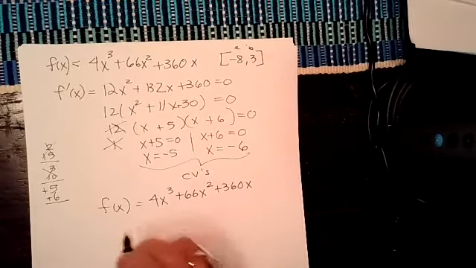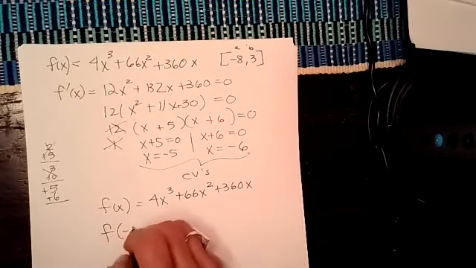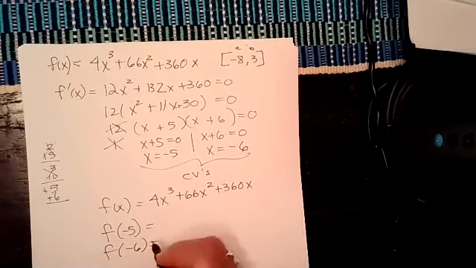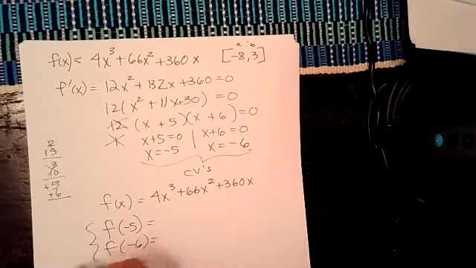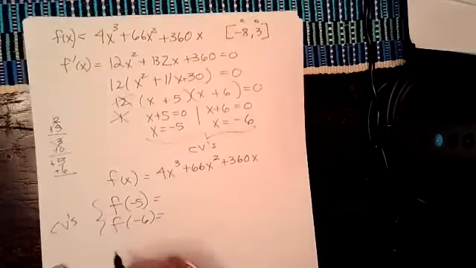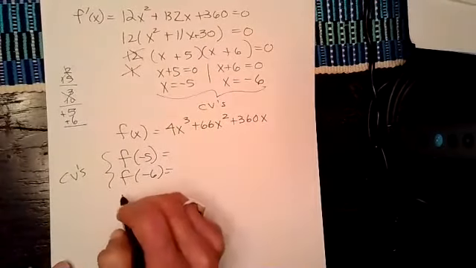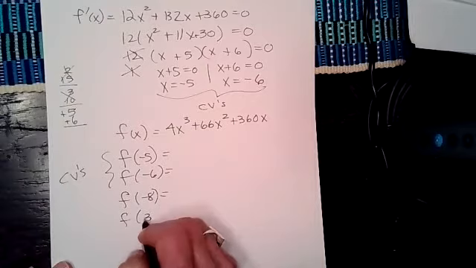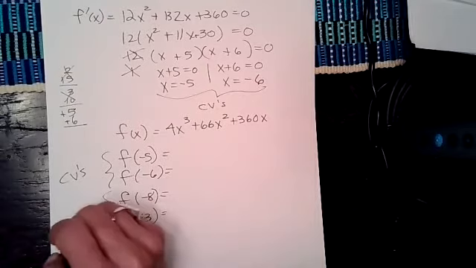Okay, so I'll plug in my critical values, f of negative 5, f of negative 6, and these are my critical values, and then I've got to do my endpoints. So f of negative 8 and f of 3. So these are my endpoints.